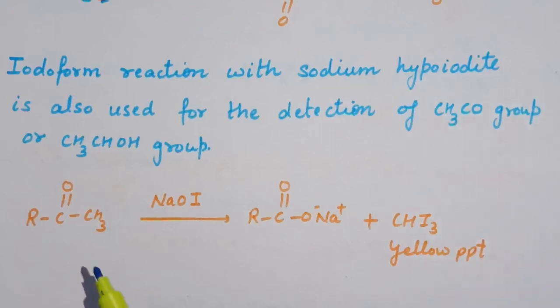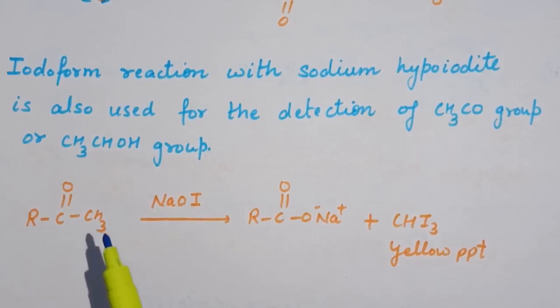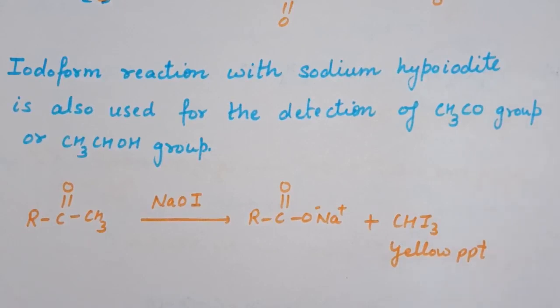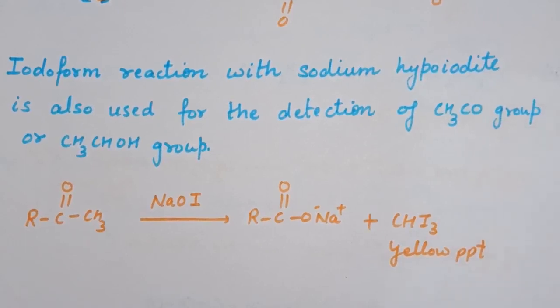So ketones having this group, that is the COCH3 group, will give the iodoform reaction. Here some examples are given of how to distinguish aldehydes from ketones by these tests.